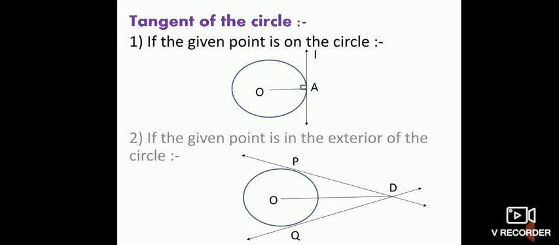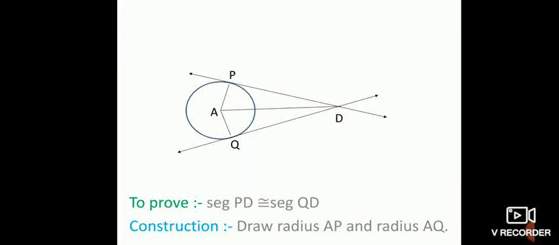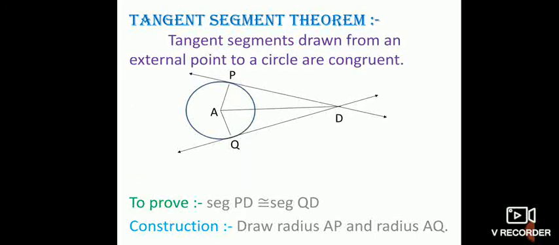Now, today we are again going to study the tangent segment theorem. The tangent segments drawn from an external point to a circle are congruent. म्हणजे वर्तुळाबाहेरील बिंदूतून त्या वर्तुळाला काढलेल्या स्पर्शिकाखंड हे परस्परांशी एकरूप असतात.